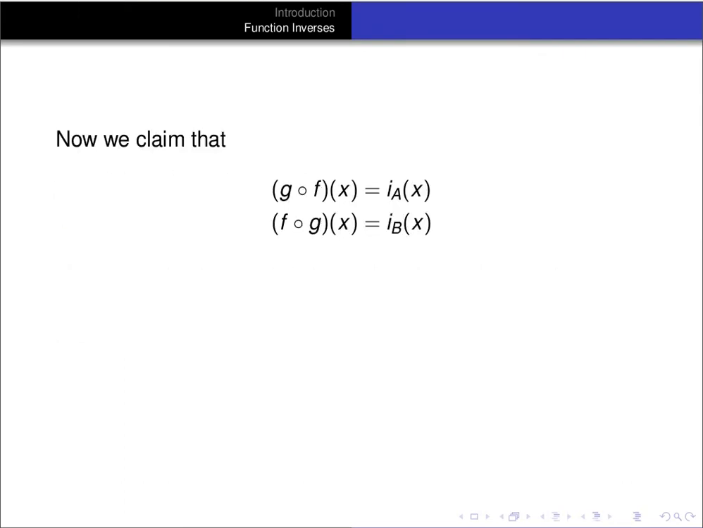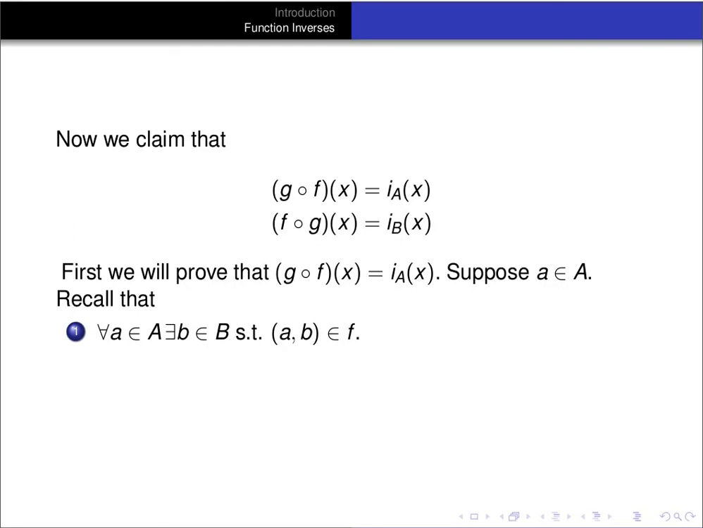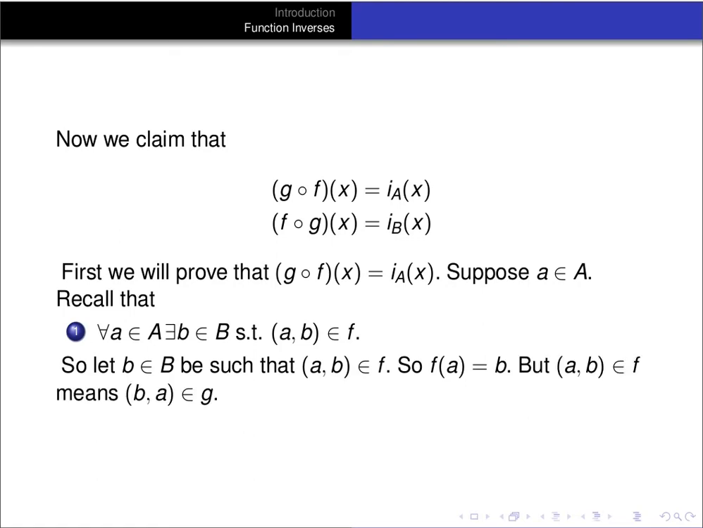Okay, so now we claim that the inverse relations hold. So G composed with F is the identity on A, and F composed with G is the identity on B. So first we'll prove that G composed with F is the identity on A. To do that, let's suppose that a is an element of A. Now we know that for all a in A, there is some b in B such that (a, b) is in F. Okay, so let's pick one. Let's pick b in B so that (a, b) is in F. In other words, F of a is equal to b. Now (a, b) in F means that (b, a) is in G. So G of b is equal to a.